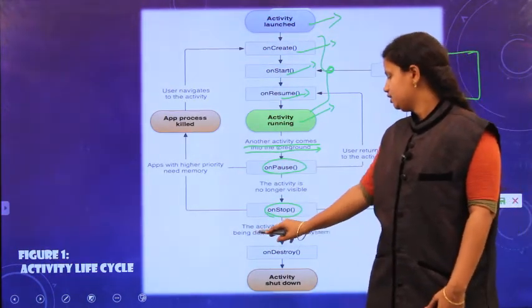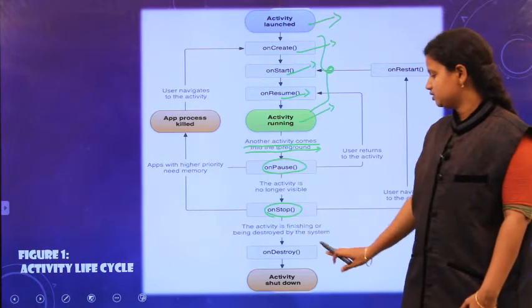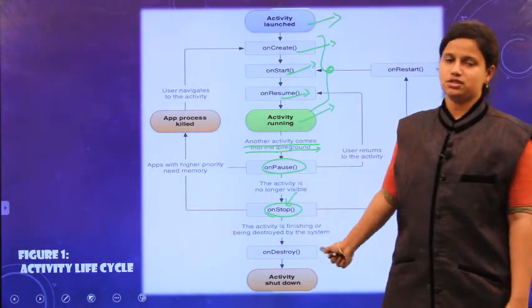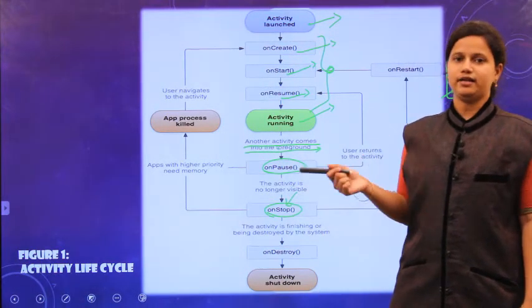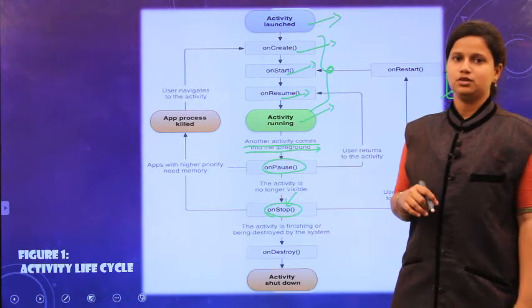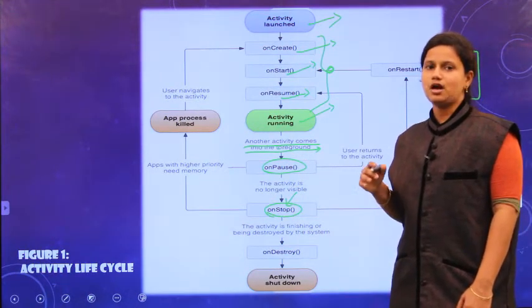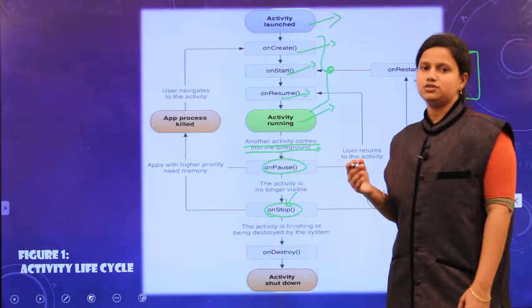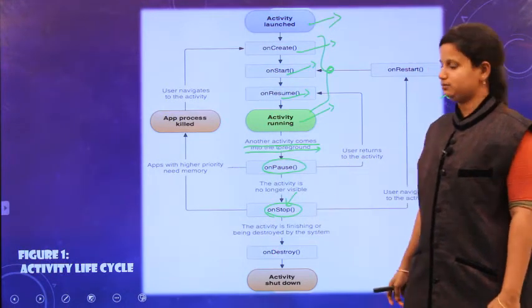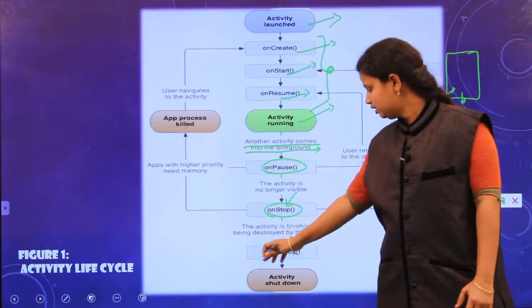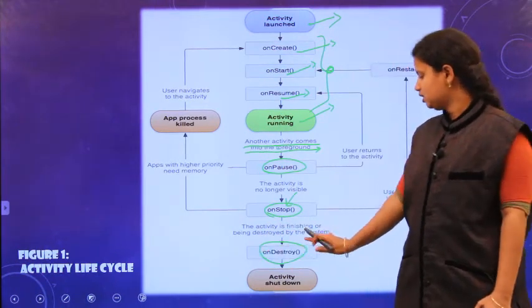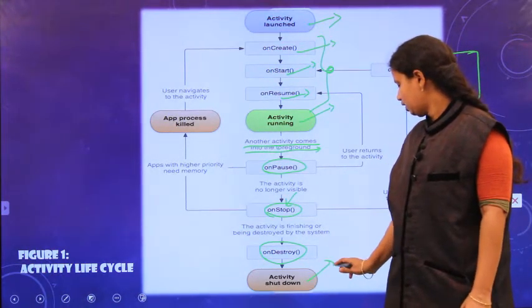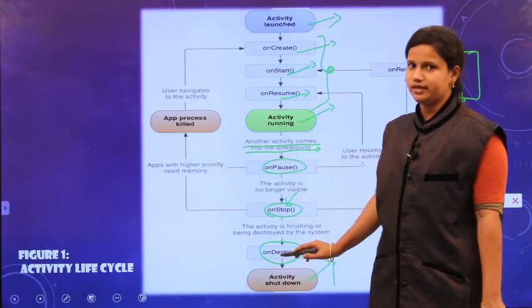And the next one is the activity being finished or destroyed by the system. If you are in the onStop state, what is the meaning? You are using a second activity and you are not using the first activity for a large amount of time. In that situation, the system feels that the user has no need of the first activity, so it is to be finished. In that situation, it will call the onDestroy method. The activity is shut down, that means the activity is closed whenever it calls the onDestroy method.